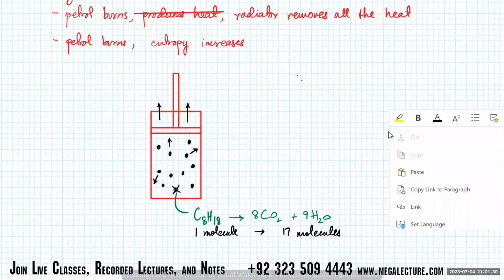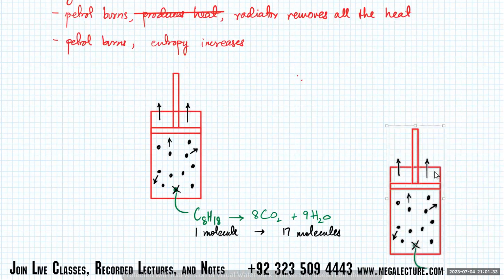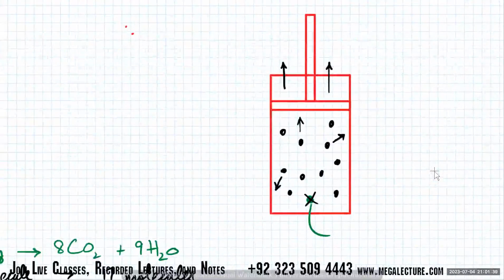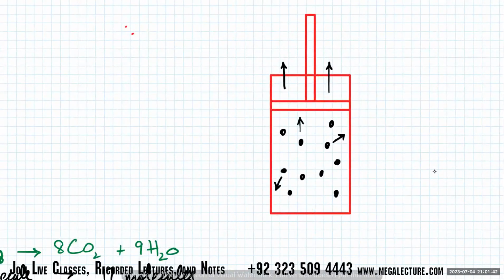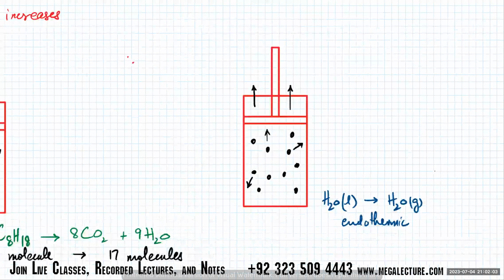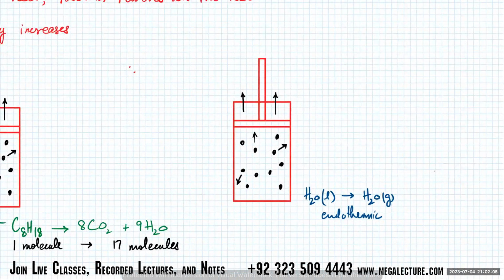A steam engine is an endothermic process. अब steam engine में क्या होता है कि you've got water which is liquid, and all of a sudden when you heat it, it will turn into water which is gas. Your nuclear power plants, your thermal power plants, they all work in this way.